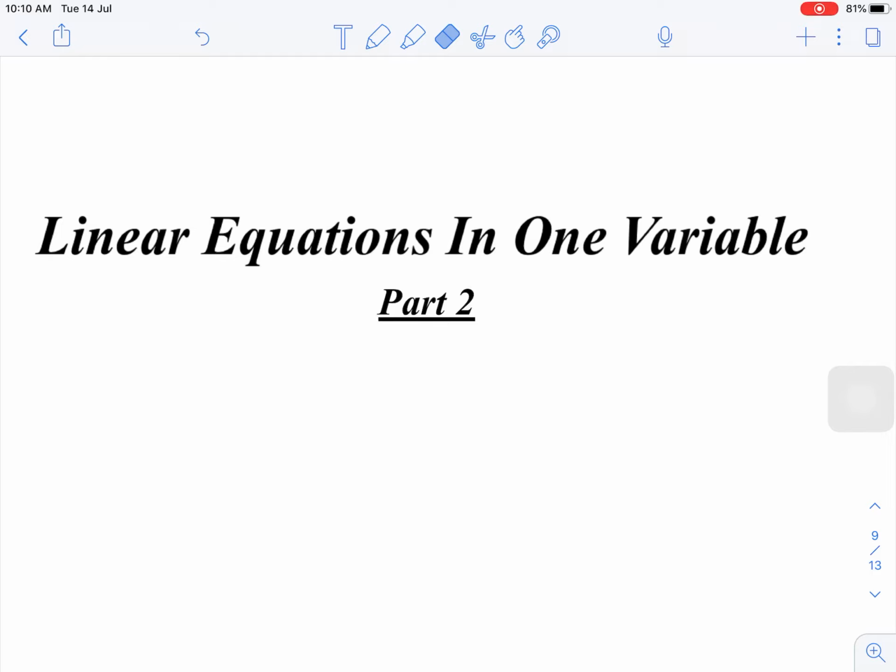So hello students, we have started a chapter that is linear equation in one variable of class 8. Yesterday we have learned how to find solutions of an equation if the variable is present only on one side. For example, suppose it is given that 2x plus 5 equals to 3.